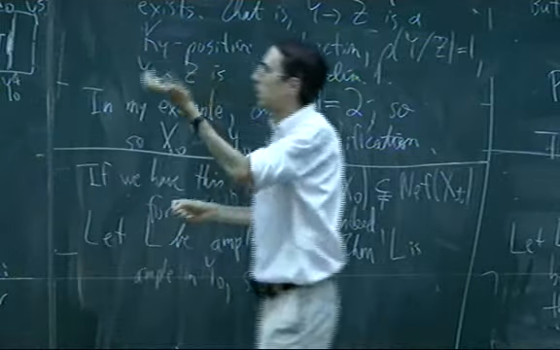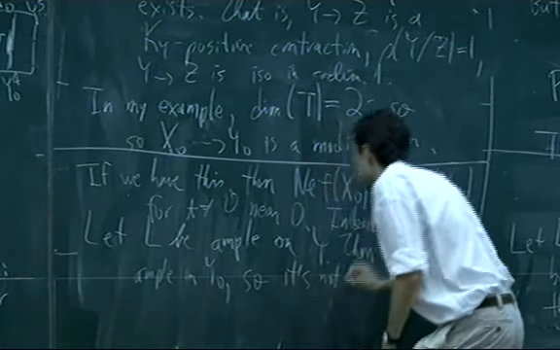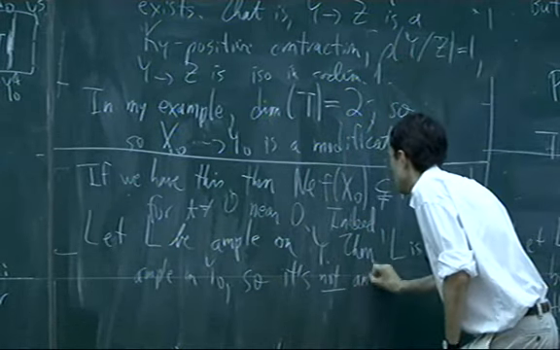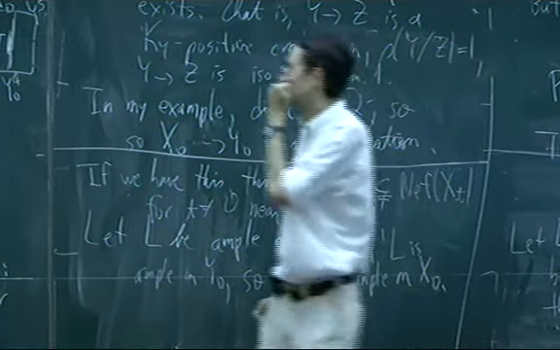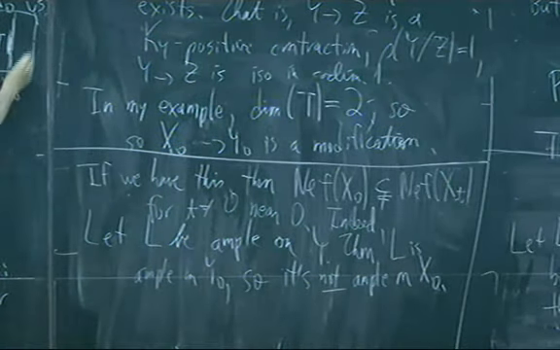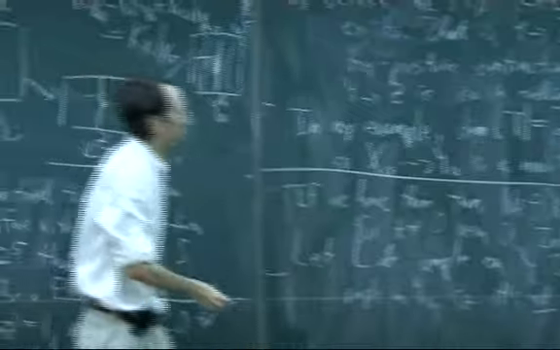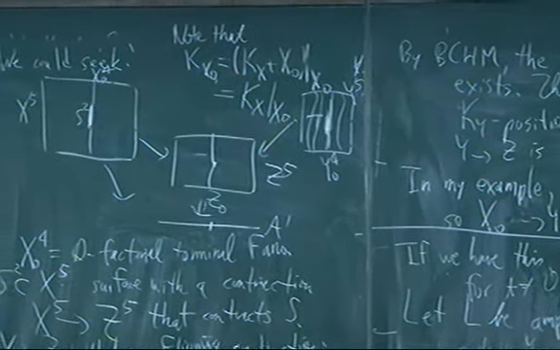As I said, when you make a modification of some variety, something that was ample on the one variety is definitely not ample on the modified variety. But on the other hand, if I have an ample line bundle here on Y, it's ample not only on Y0, but on all these nearby fibers. Maybe that's clear at this point, but let's see.